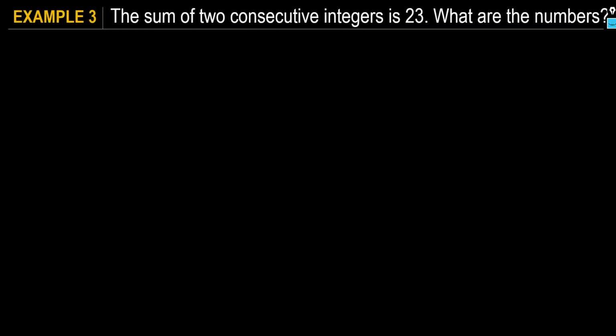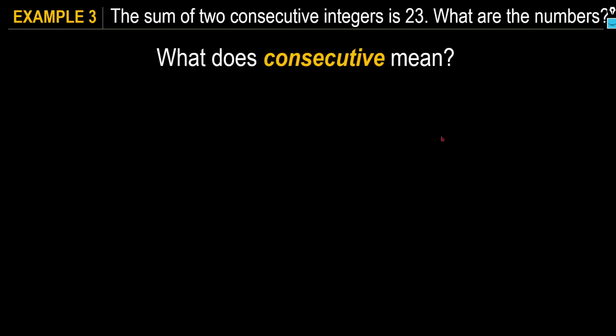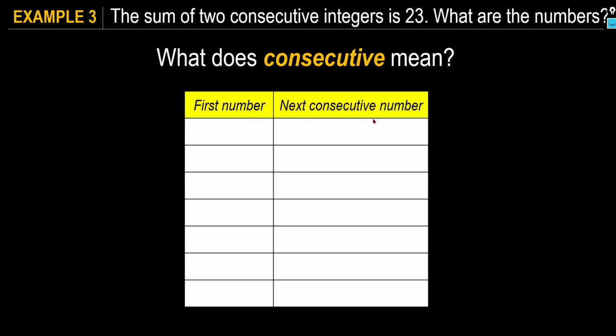Ito nga, try nyo. The sum of two consecutive integers is 23. What are the numbers? May isang importanteng tanong muna rito. Sir, ano po ba ang ibig sabihin ng salitang consecutive? Of course, in English, consecutive means successive. Immediately following. In Tagalog, magkasunod. Okay? So, paano natin gagamitin yan, sir? Idea na yan. Again, we organize our thinking.